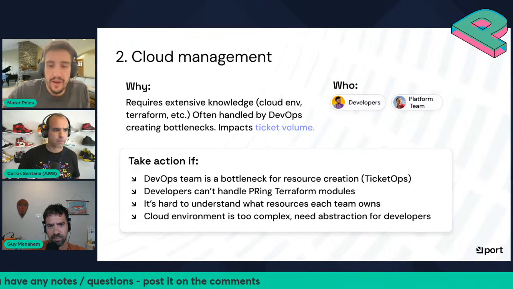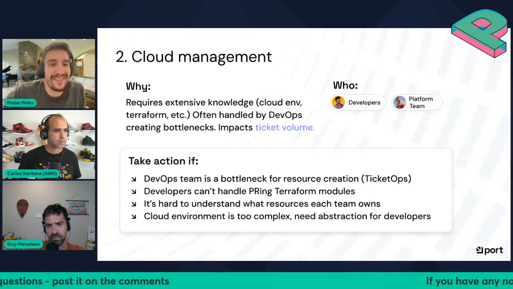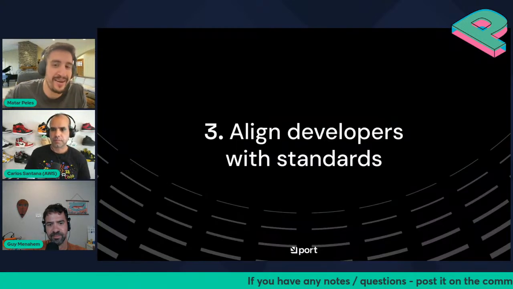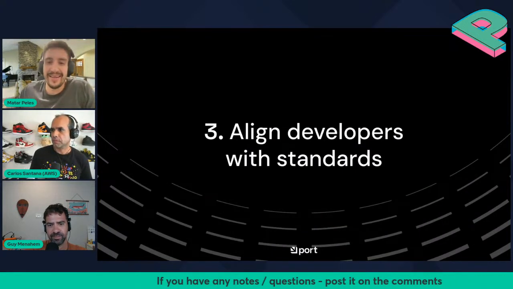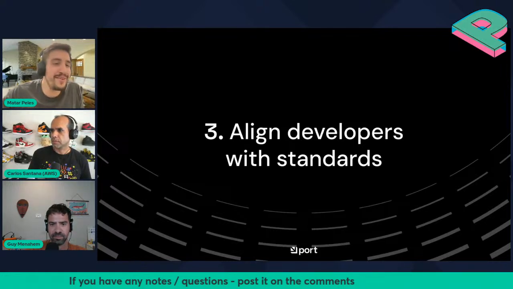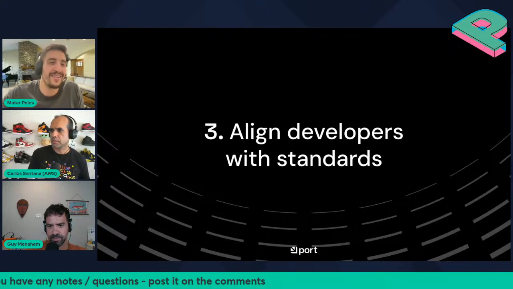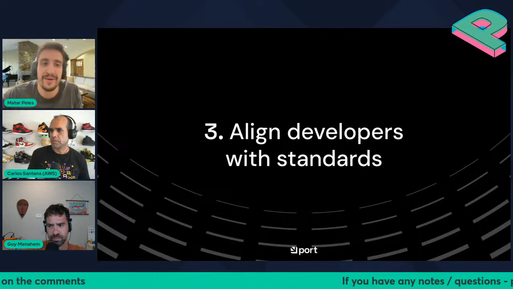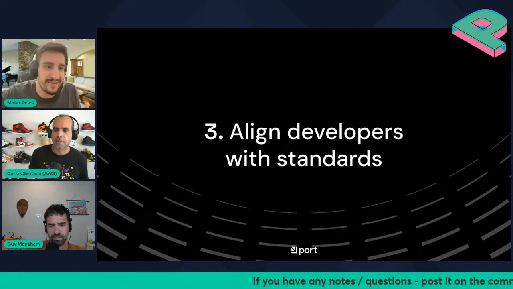Let's go. So it's really connected. I feel like the use cases are really serving each other, and we will see that now in the next use case, where we talk about aligning developers with standards. Now, when we say the word standards, it is connected to basically everything. It can be the repo, it can be the cloud resource, it can be the Jira task that has its own structure, right?